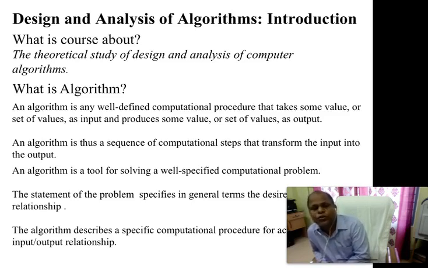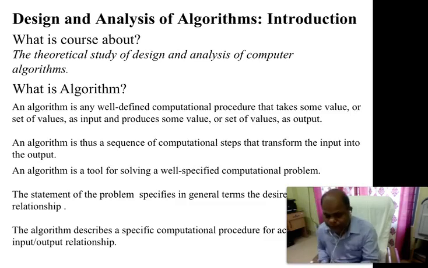And in the course, we will study theoretically the designing of algorithms, that is, how we will write and design the algorithms, and analysis of algorithms. We analyze the algorithm, whether it is a good algorithm or a bad algorithm, and what amount of resources that algorithm will take for solving any kind of problem with the help of a computer. Hence, the design and analysis of algorithm is a theoretical study of design and analysis of computer algorithms.